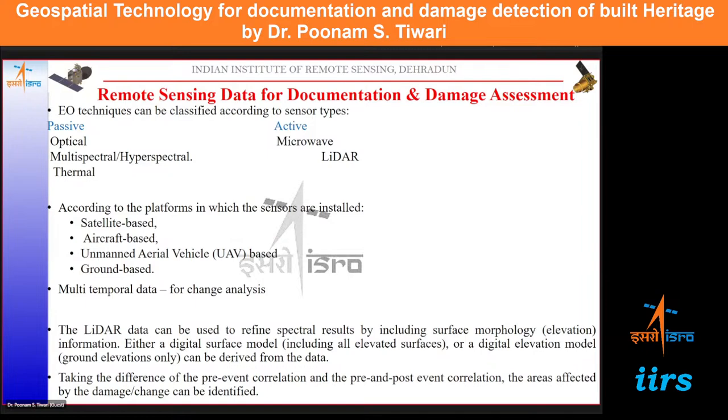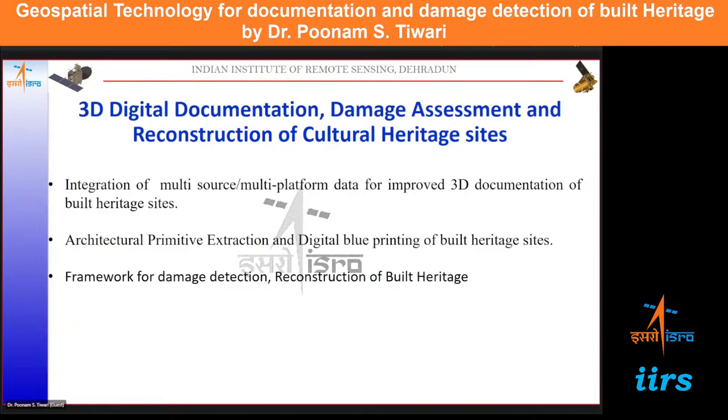Now, in our study, we have used terrestrial laser scanning data. This data can be used to refine spectral results by including surface morphology information. Either the digital surface model or digital elevation model can be derived from this data. Taking the difference of pre-event correlation and post-event correlation, the areas affected by the damage or change can be identified.